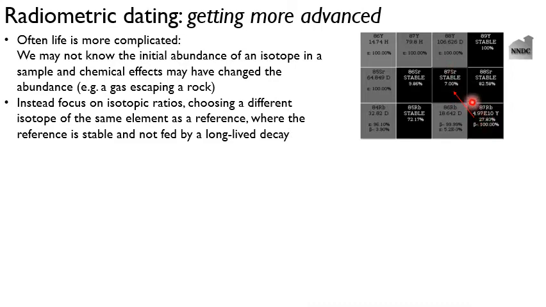Strontium, for instance, could evolve in your rock in a way that you don't really know. It could be depleted or enhanced. So we can also take a look at strontium-86. This is a stable isotope of the element strontium, as is strontium-87, but it's not fed by a long-lived radioactive decay. The isotope that feeds this by a beta decay only lives for 14 hours.